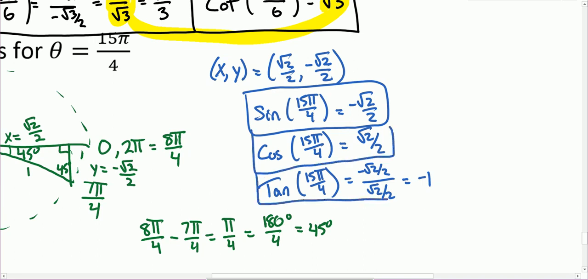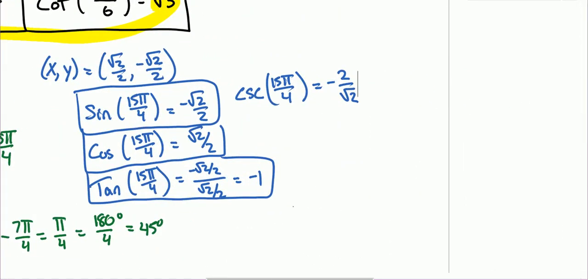And then let's get the reciprocal functions. The cosecant of 15 pi over 4 is the reciprocal of sine, which is negative 2 over root 2. Multiply top and bottom by root 2, you get negative 2 root 2 over 2. We can reduce that to negative root 2.